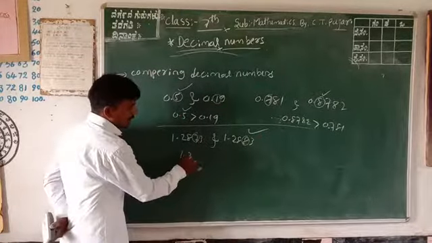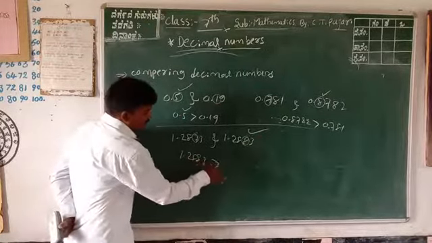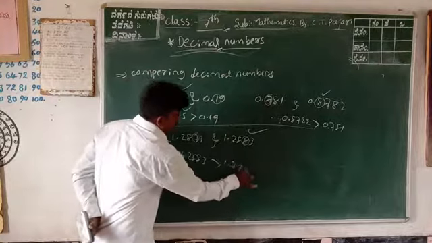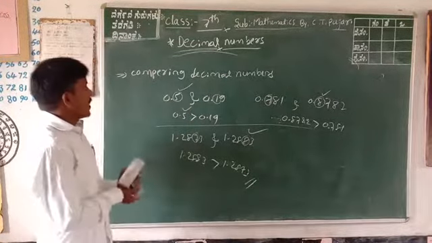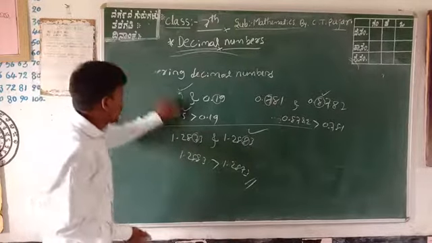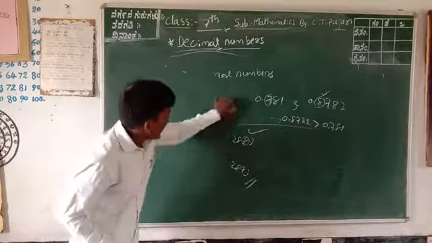Therefore 1.2883 is more than 1.2873. This is your rule. Got it? Comparing of decimal numbers.